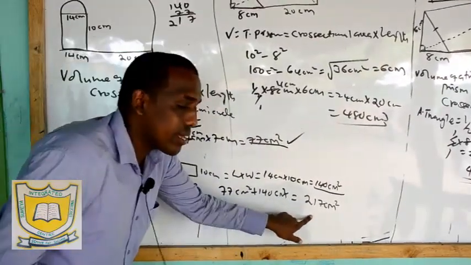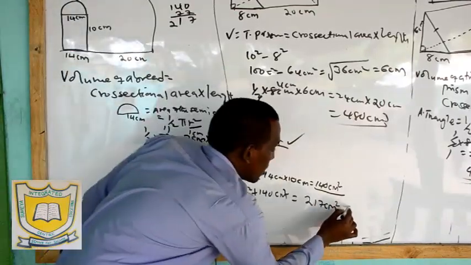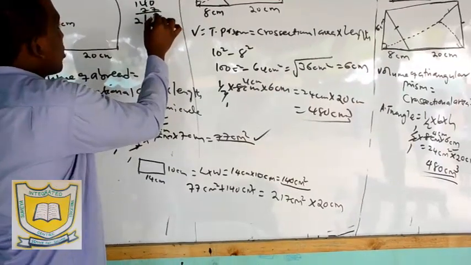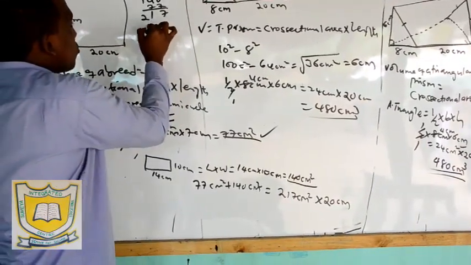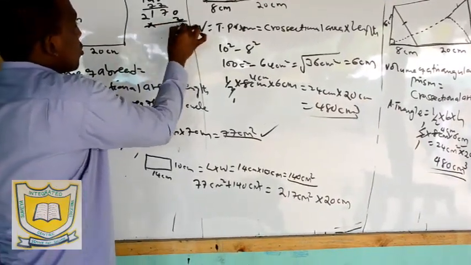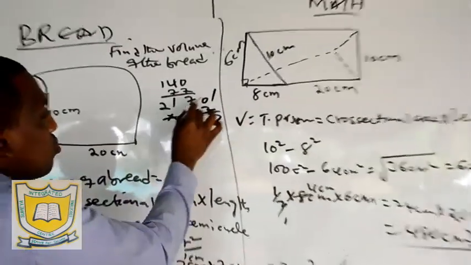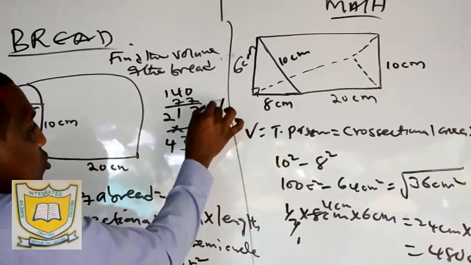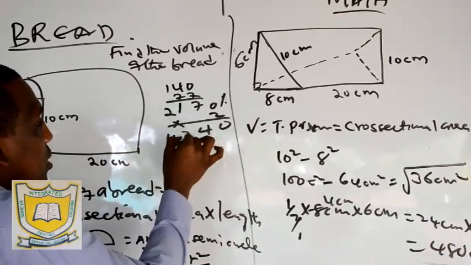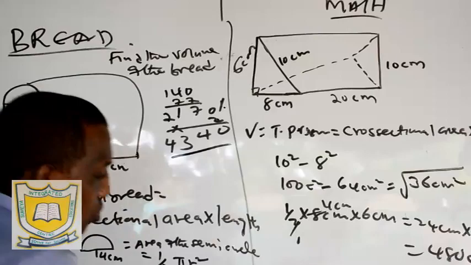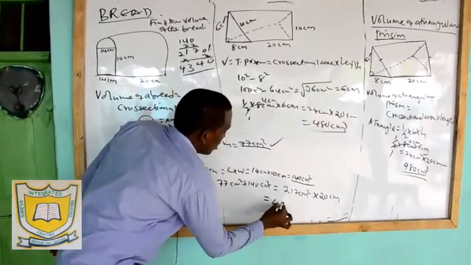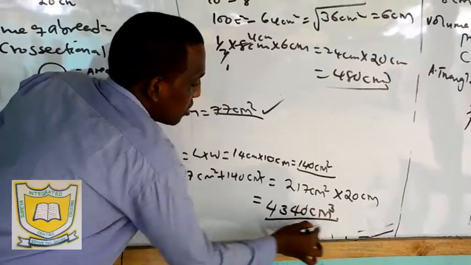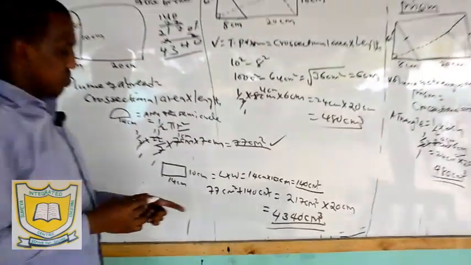Cross-sectional area times length now. The length is 20, times 20 centimeter. So 217 times 20 now. 0, 14 carry 1, 2 plus 1, 3, 4. That is 4,340 centimeter cube. That is how we get the volume.